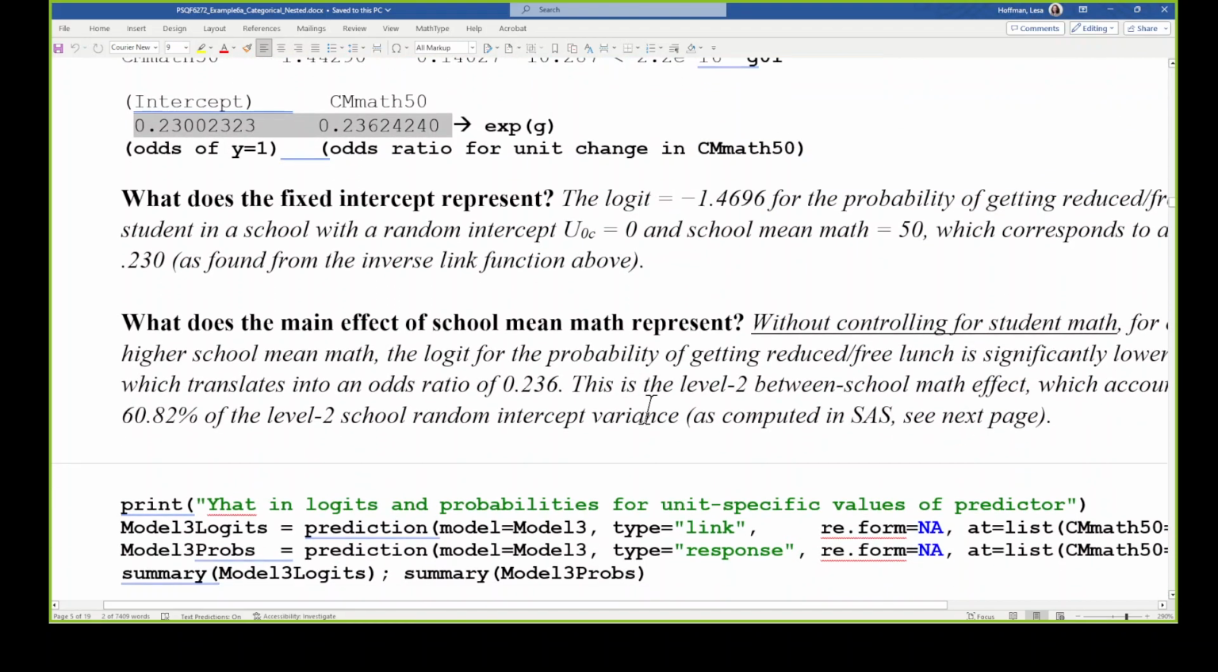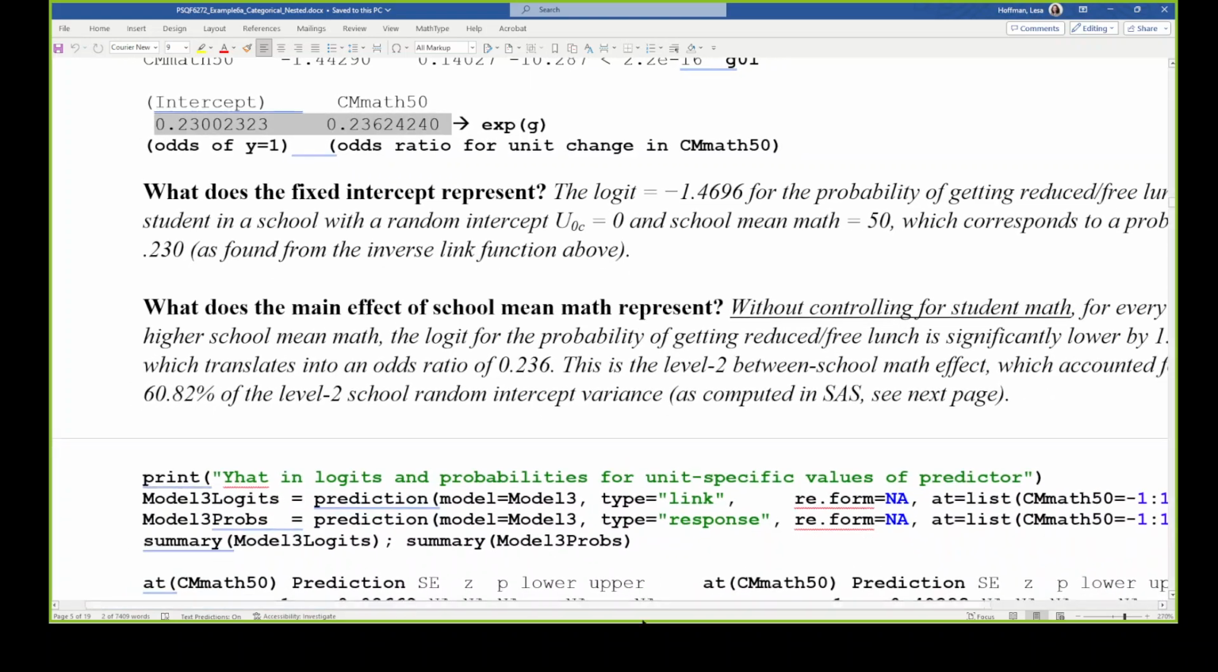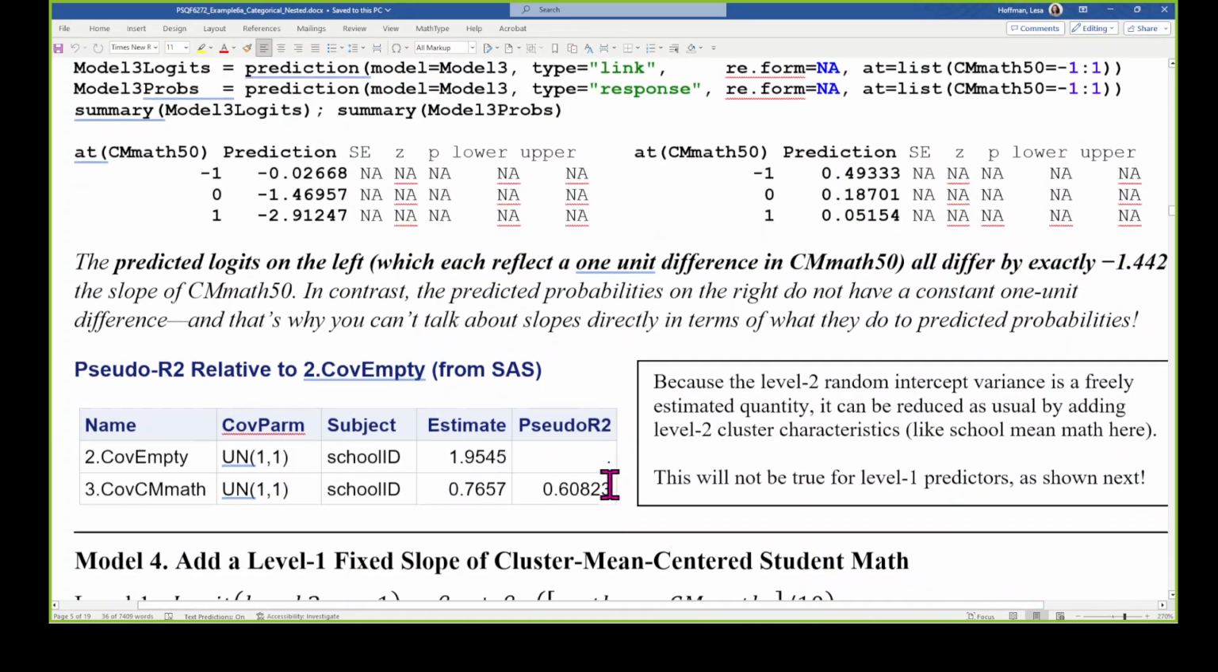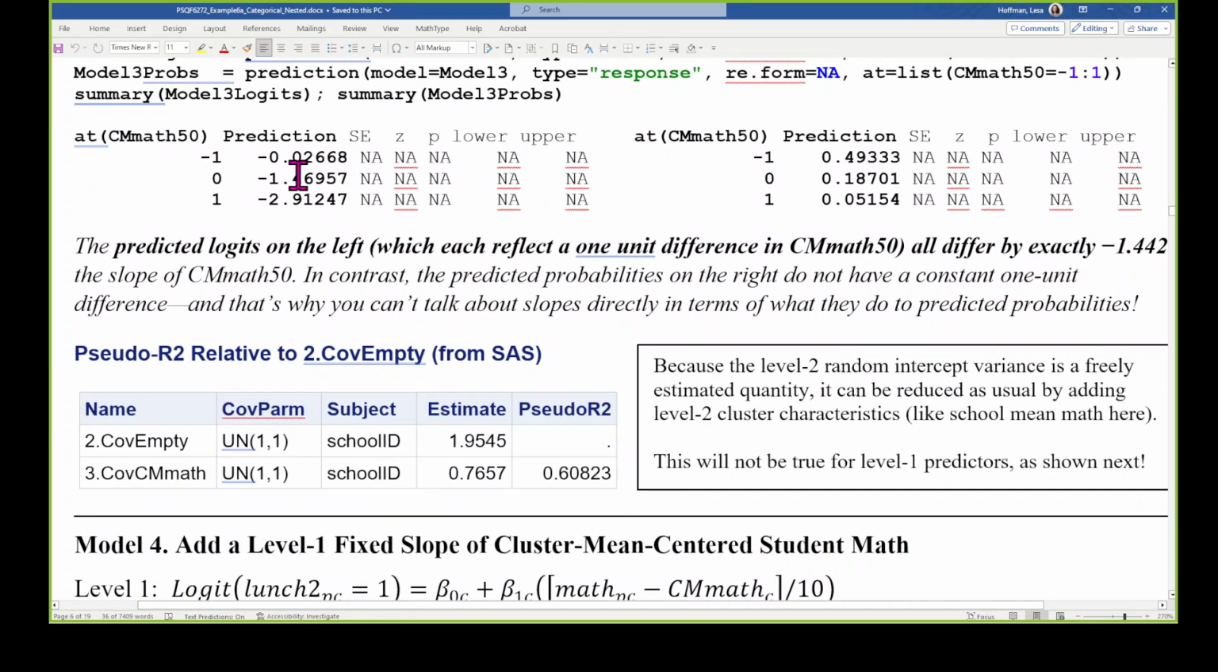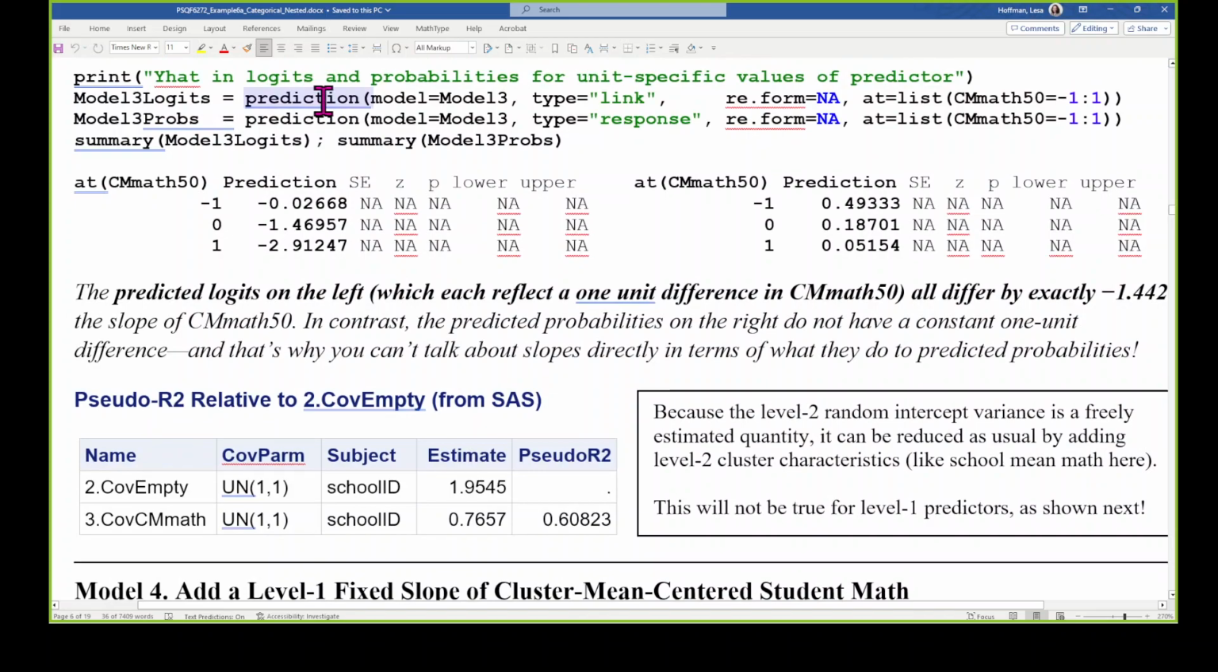So for demonstration purposes, I asked for some predictions. Here's some words that describe what happened. I have margins instead of doing this, but I have it in R here. So I used a function called prediction, which is a package actually, that works like Stata in that you can ask for predicted outcomes for a range of predictors. So I have -1 in math, 0 in math, and 1 in math in this case. So the difference between these predicted outcomes is exactly -1.44, because that's what a logit slope does.